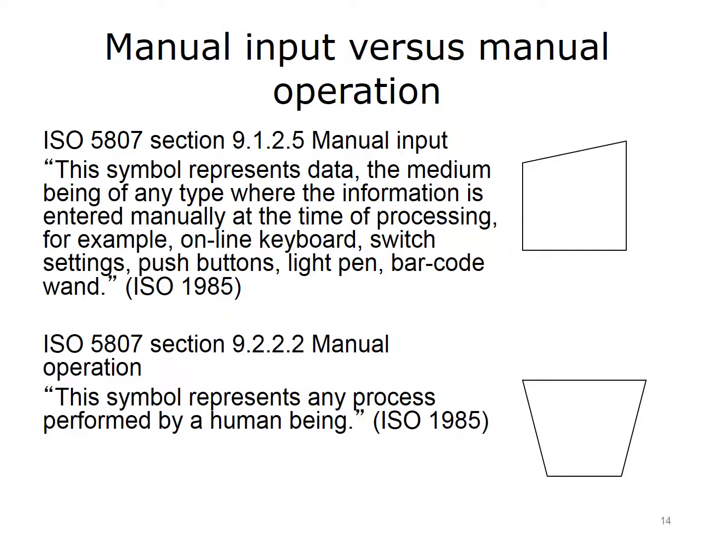According to ISO 5807, Section 9222, the symbol for a manual operation is an isosceles trapezoid, a quadrilateral with two parallel sides, and the sides that aren't parallel are equal in length, and both angles coming from a parallel side are equal. This symbol represents any process performed by a human being, ISO 1985.